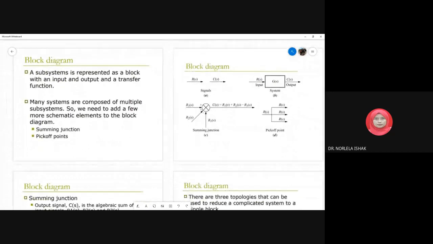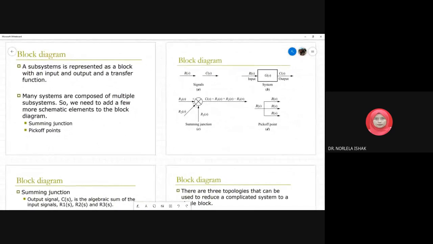This one, just now we were sharing about the summing junction. Okay, this is a summing junction, and then the elements of the block diagram: summing junction, pick-off point. What is a pick-off point? The pick-off point is here. R represents your input, and C is your output.